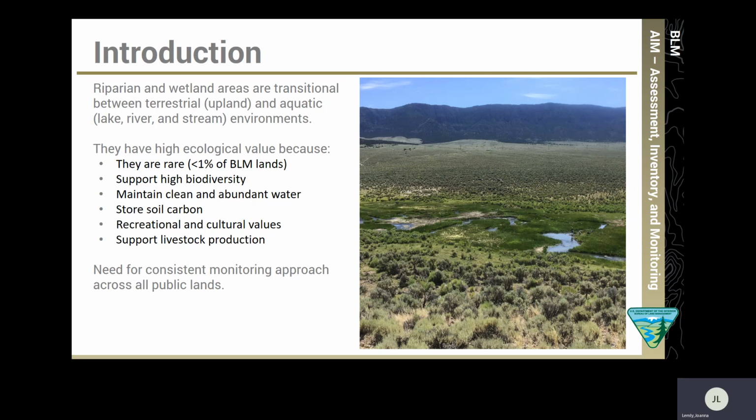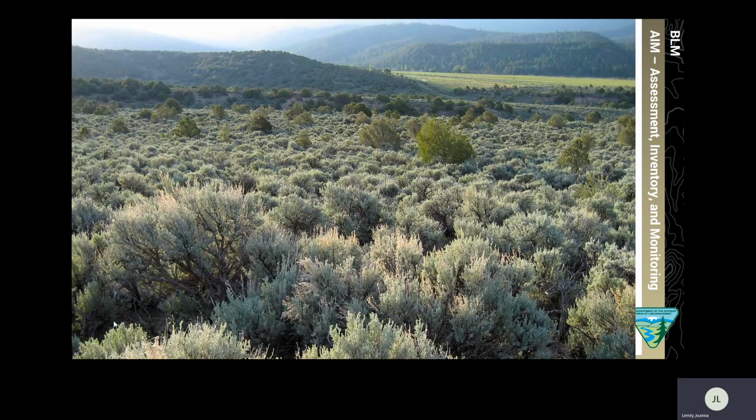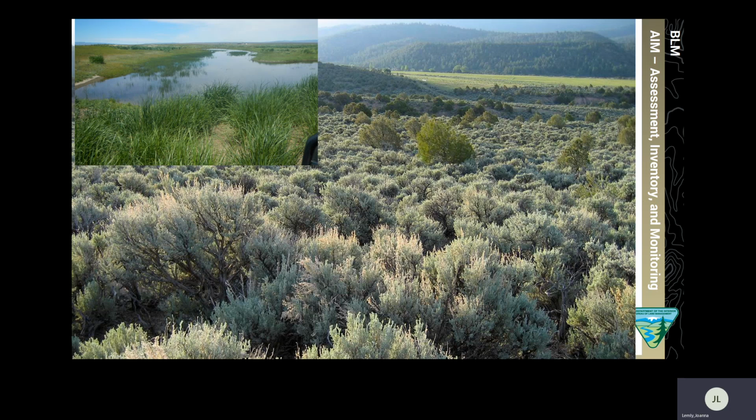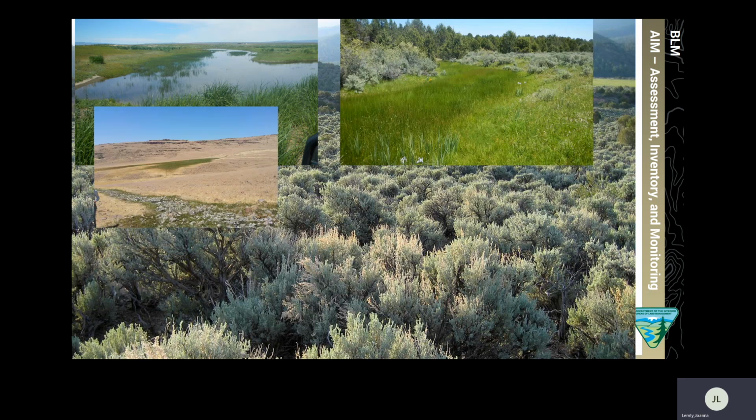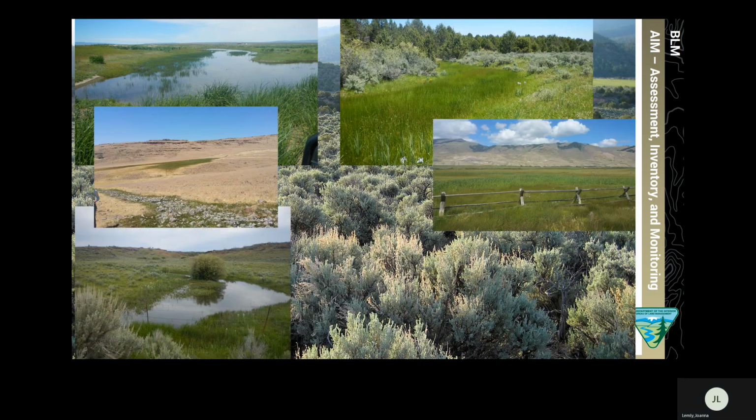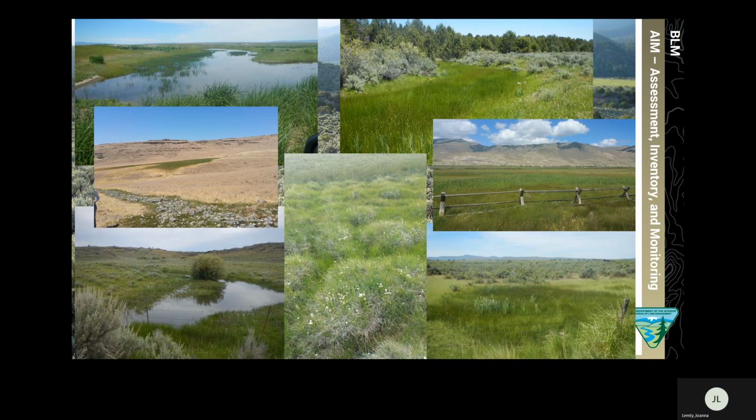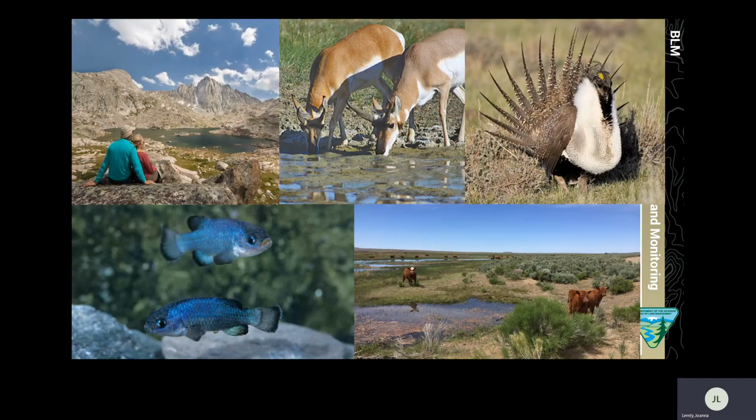Given their importance in the Western landscape, there is a need for consistent monitoring of riparian and wetland resources across public lands. While BLM lands are generally known as sagebrush country, these lands contain a surprising diversity of riparian and wetland resources. Each of these photos represents a wetland on BLM public lands. And where there is water in a dry landscape, we all flock to it. That includes recreationists, wildlife, and livestock.